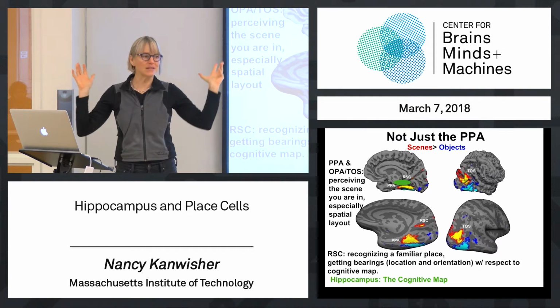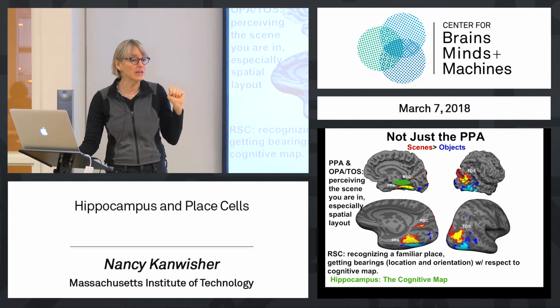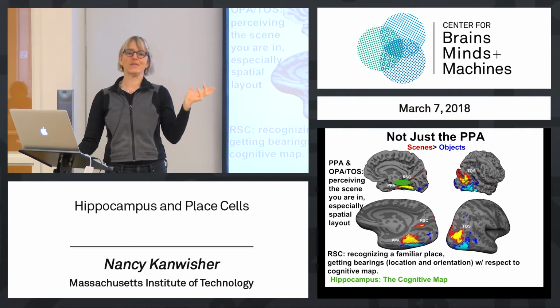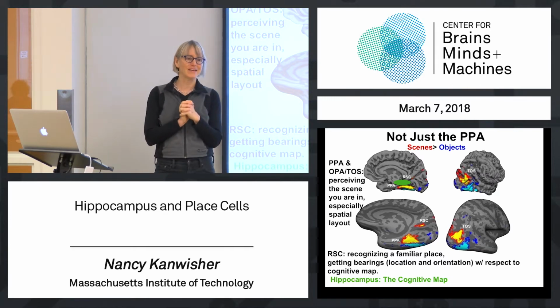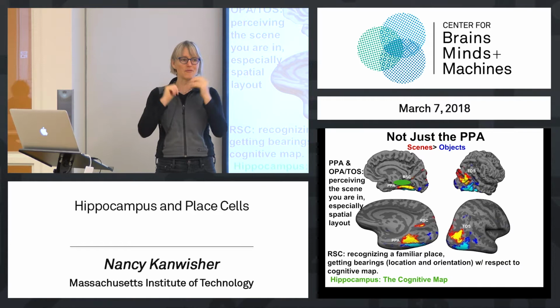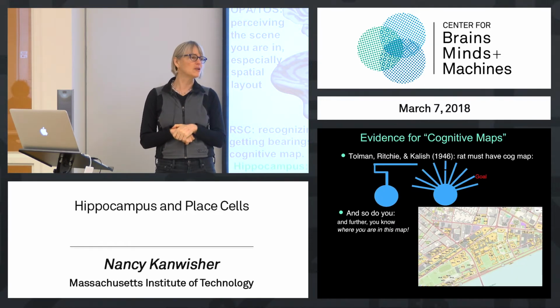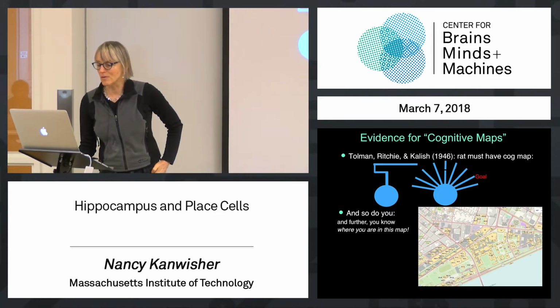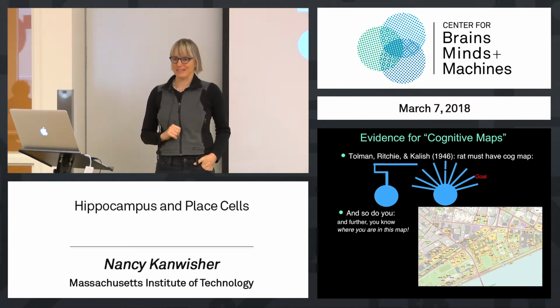In addition to these three cortical regions that make up the scene network, there's of course another key region that's very importantly implicated in navigation, and that's the hippocampus. The hippocampus has been proposed to be the cognitive map of the world that you go around with in your head, that enables you to know where you are and how to get to other places.